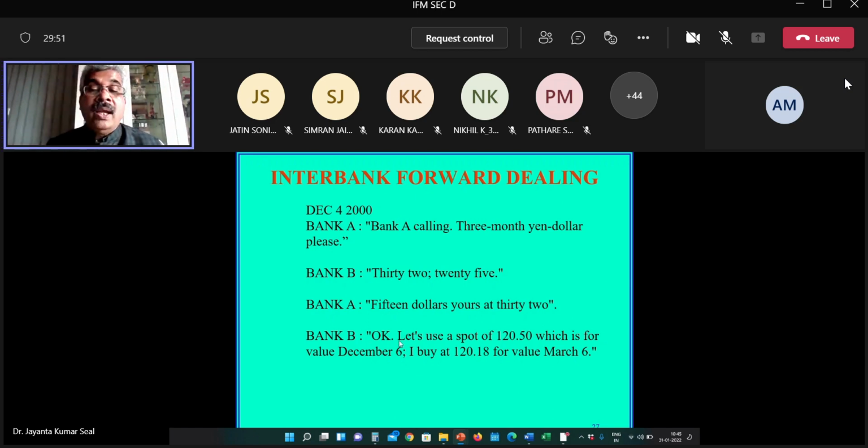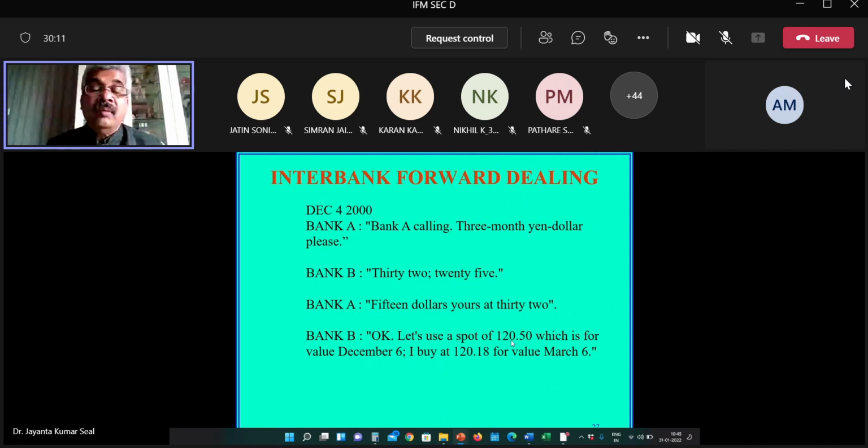So Bank B, okay, let's use a spot of 120.5. So it is 120.5, 120.6 to say. So we need only the bid rate, not the ask rate. So 120.5, and since the swap codes are big, small, it will be deducted. So which is for value December 6.